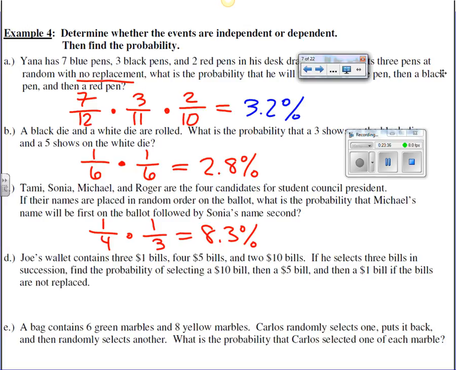All right, Carter, what do I want you to underline? Not replace. Very good. Austin C, what's the probability of selecting a $10 bill first? Very good. So he added 3, 4, and 2 to get 9. Okay. Eden, what's the probability of then getting a 5? Very good. Because they were not replaced. And Jalen, what's the probability of getting a $1 bill last? Very good.